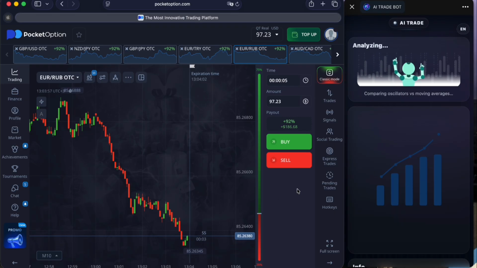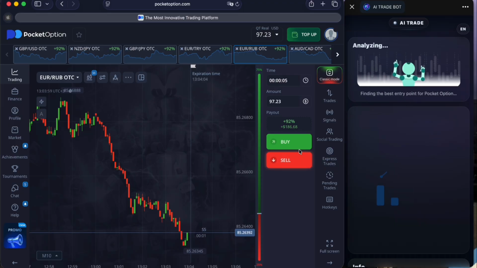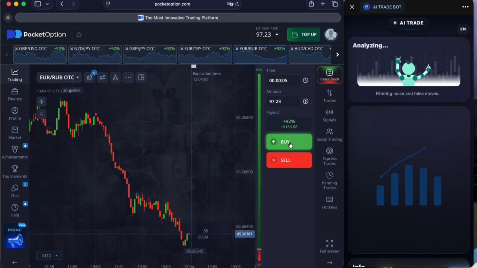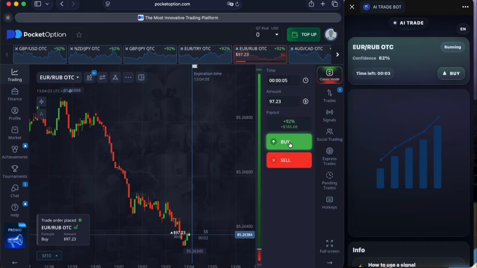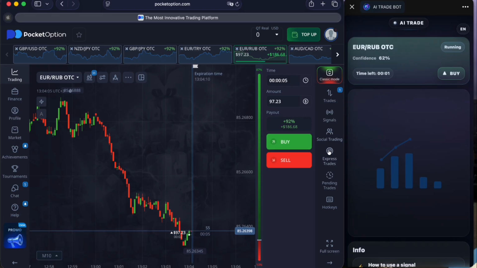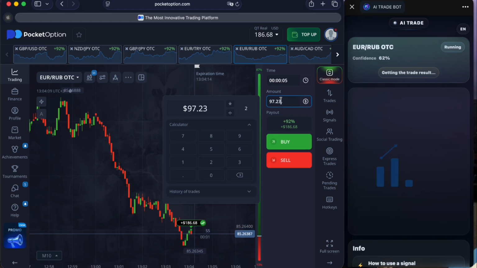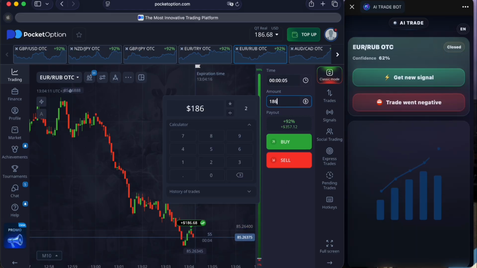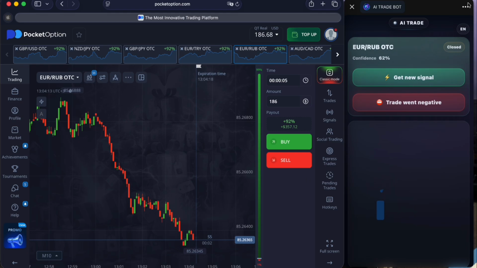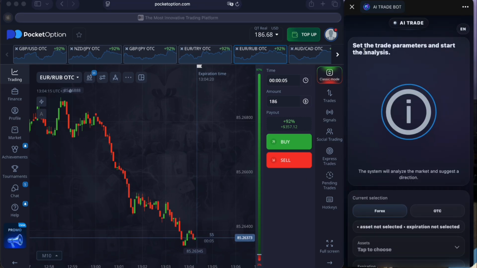I request my signal. And the key with this method is to open the position at the exact second the signal comes from this tool. So I wait for the analysis and get a buy signal. I open the position with 62% confidence. A sharp upward move gives us another gain, and now we've got $186 on our deposit. I'm entering the new trade amount. We've already got $186 in the account. Just a reminder, we started this whole run with only $50 in the deposit.